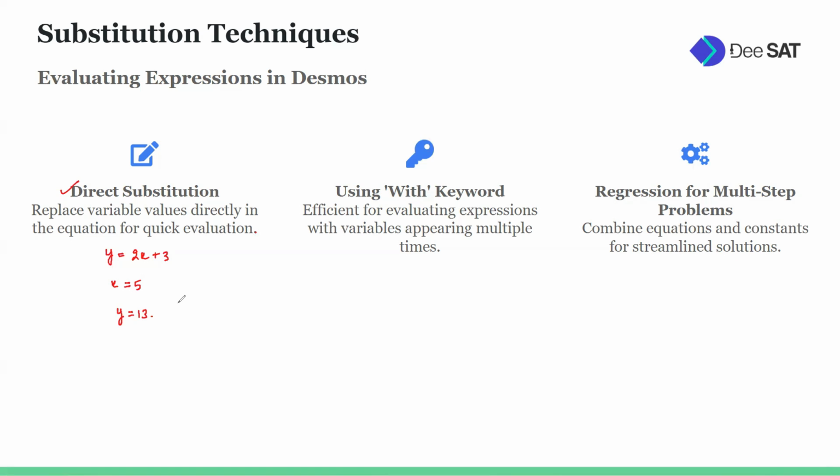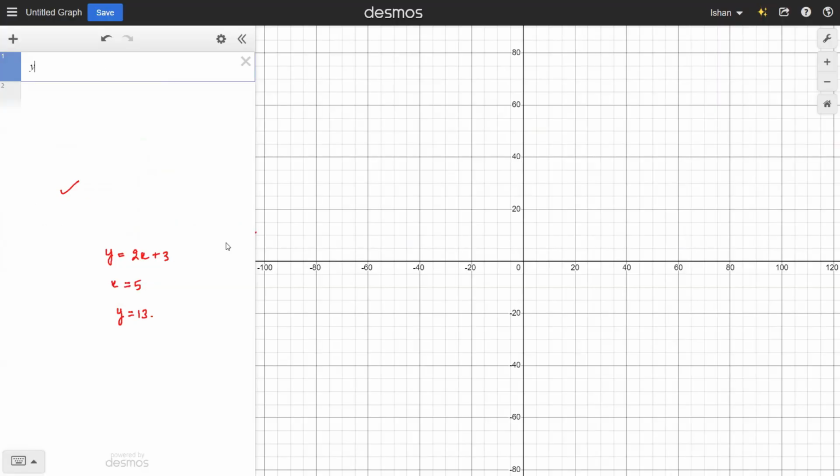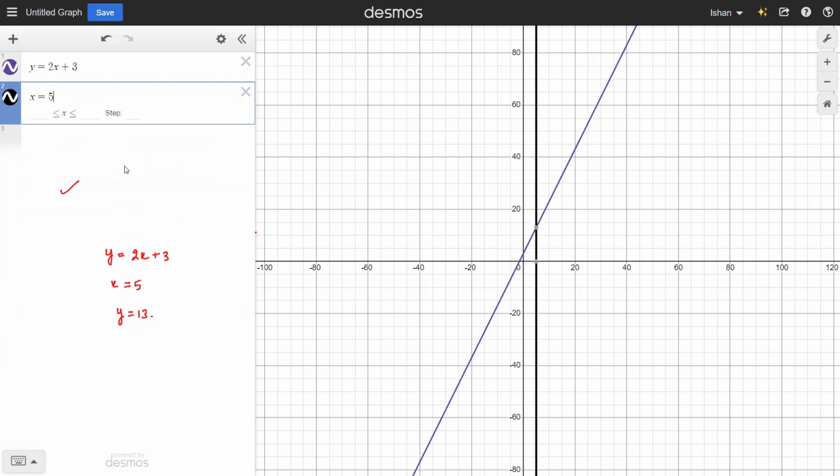It will happen directly. You can see, if I write y equals to 2x plus 3, and I write x equals to 5, at the intersection point, it is giving me the value of y as 13. So this value is x, and this value is y.